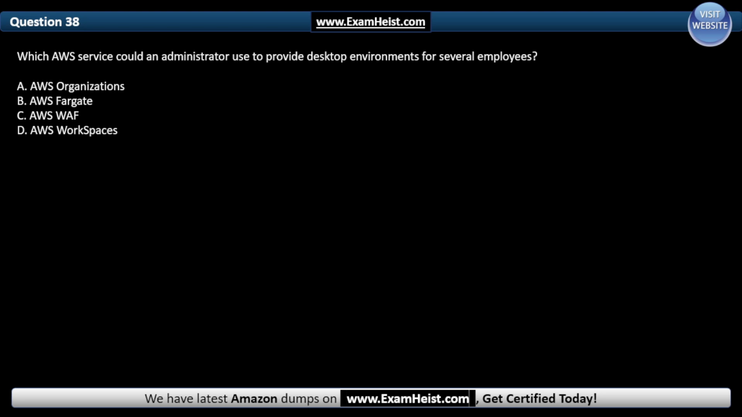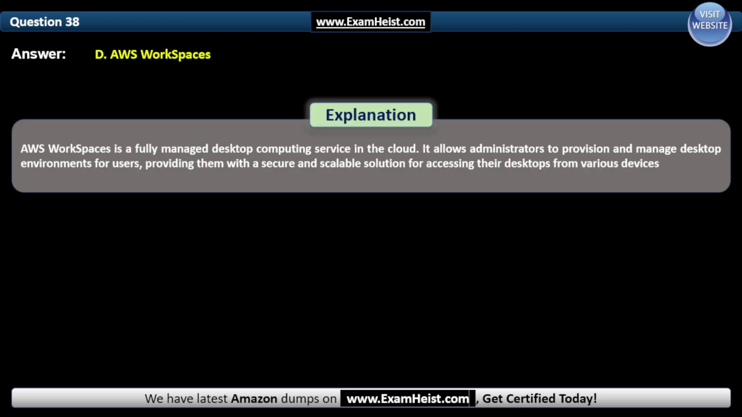Question 38. Which AWS service could an administrator use to provide desktop environments for several employees? The correct answer is D. Amazon WorkSpaces. Amazon WorkSpaces is a fully managed desktop computing service in the cloud. It allows administrators to provision and manage desktop environments for users, providing them with a secure and scalable solution for accessing their desktop from various devices.